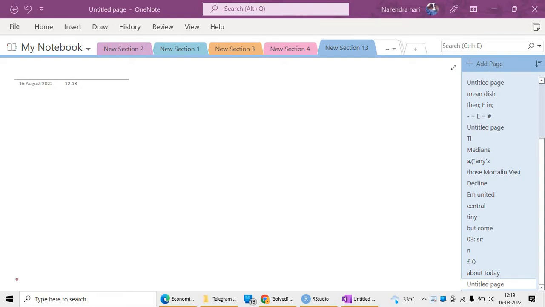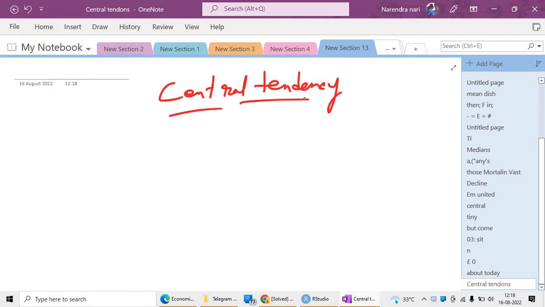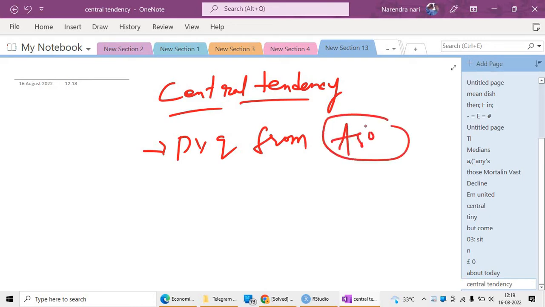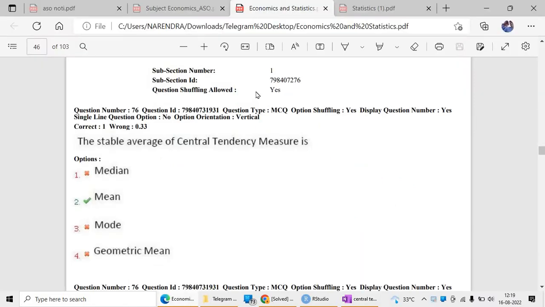So in the last class we discussed central tendency, MCQs, some problems and theory, everything. Now we are discussing previous year questions from central tendency for the ASO exam or AP level. I have one paper from 2017, so now we clear the total concept of central tendency. This is the question paper.